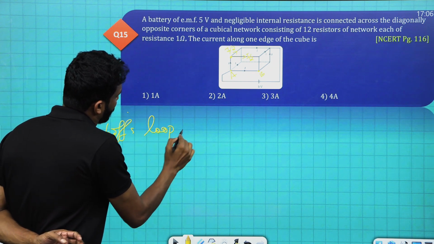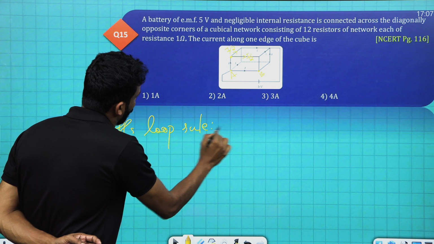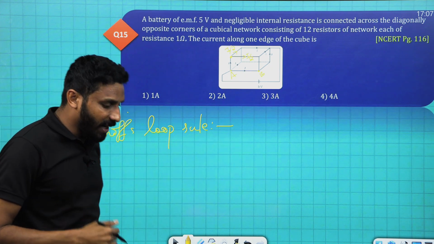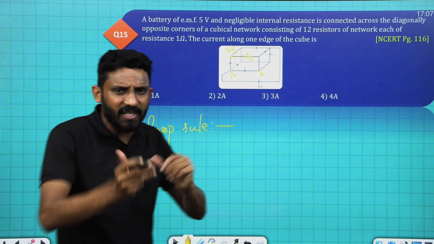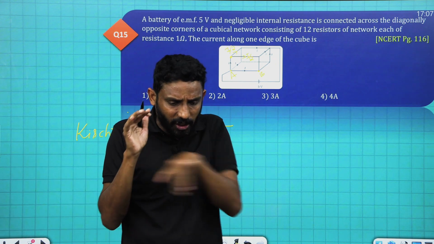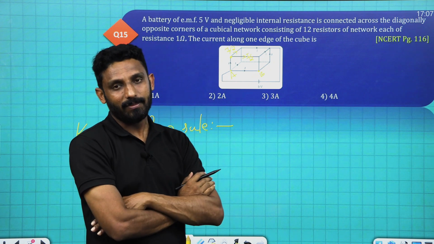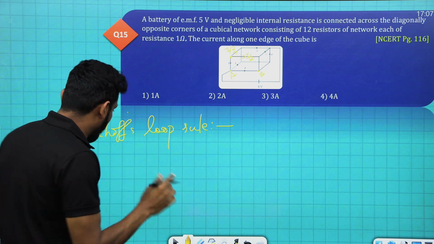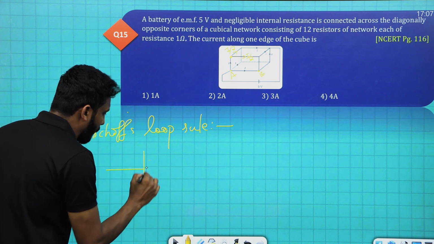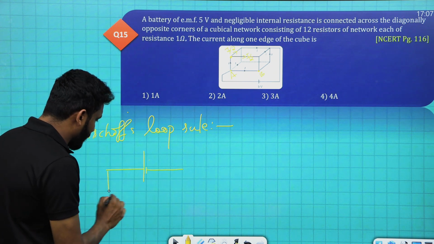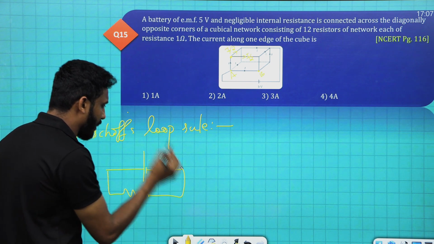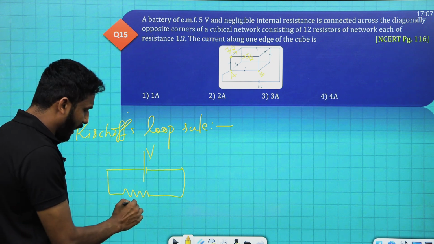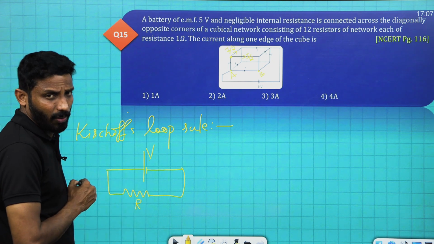Kirchhoff's loop rule is an important, highly useful formula. How do we apply it? We studied the statement that the algebraic sum of the changes in potential across a closed loop will be 0. Then we can move in another way. Listen to me. Suppose here is a cell, and a resistor.